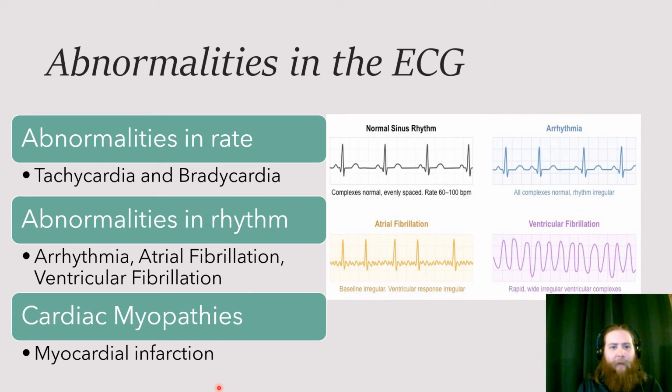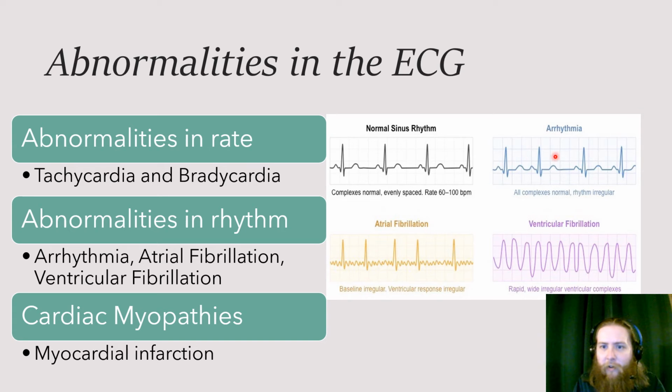Now, the second type of abnormality we can have is in rhythm. And in normal rhythm, all of these complexes are very evenly spaced. They all look the same from each individual heartbeat to the next. And in arrhythmia, or no rhythm, anytime you see that A in an anatomy class, that means that it is not. So avascular means no blood, arrhythmia means no rhythm.